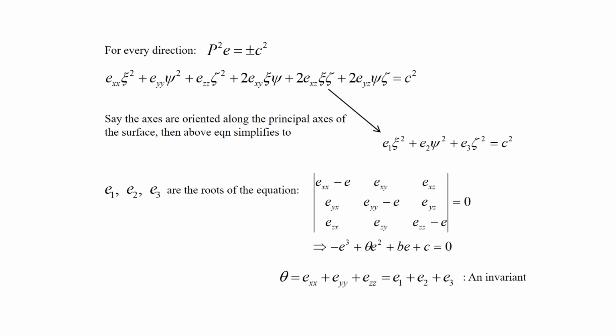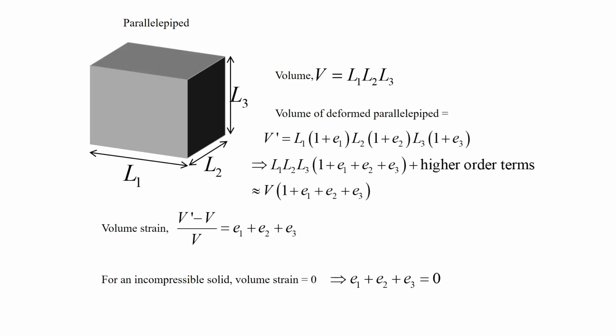If we expand this, we will get this particular form, minus E cube plus theta E square plus this is equal to 0, and we can see this theta is given as Exx plus Eyy plus Ezz. Now, we know that for this particular matrix, the summation of the diagonal elements is an invariant. Therefore, Exx plus Eyy plus Ezz will be equal to E1 plus E2 plus E3. So, that is an invariant. So, what is that quantity?